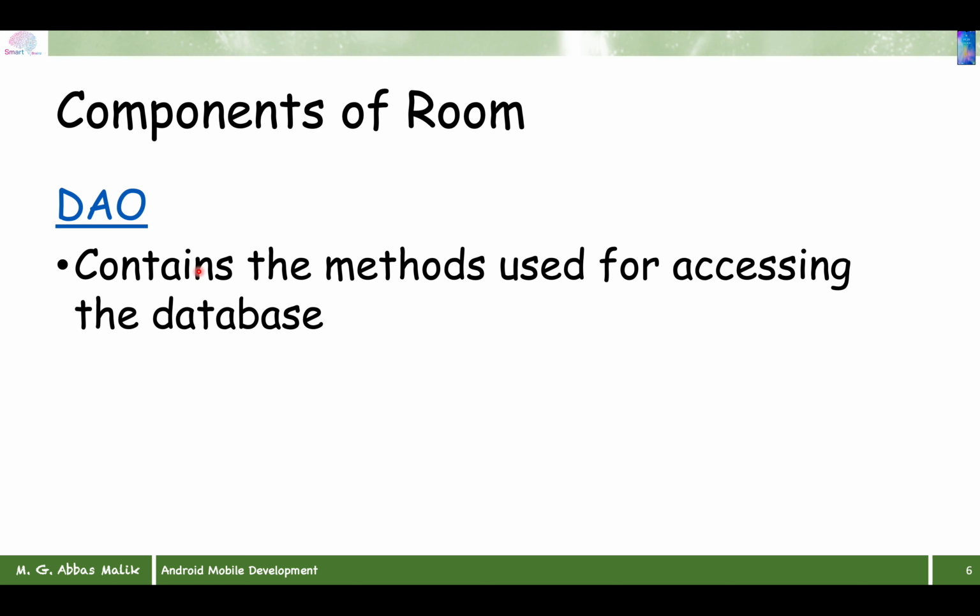Okay. So DAO again contains the methods used for accessing the database. What exactly is it? It is more like an interface which is annotated with @Dao, and in which you can define the signatures or the headers of your methods that will access the data, save the data, or update the data in your database, and they are not going to be implemented by you, rather they will be implemented by the Room architecture automatically.